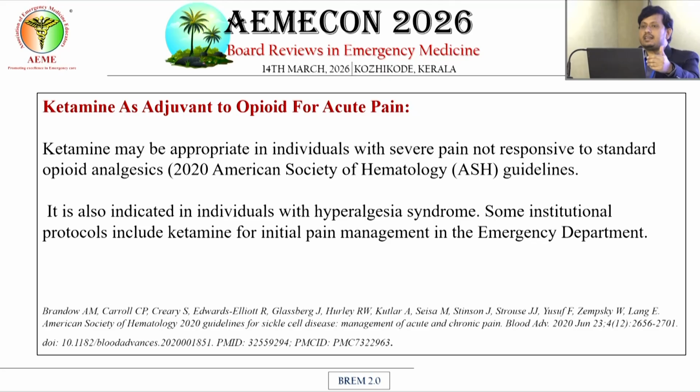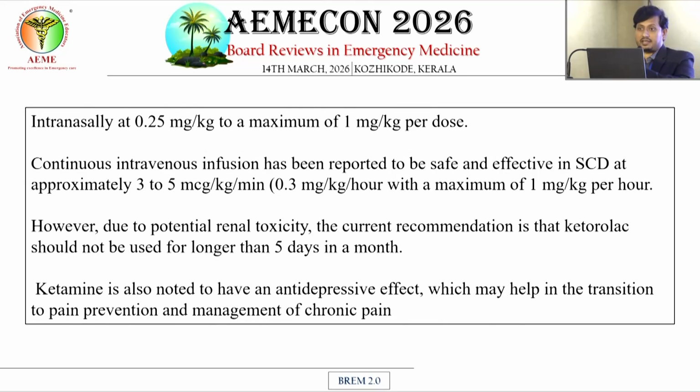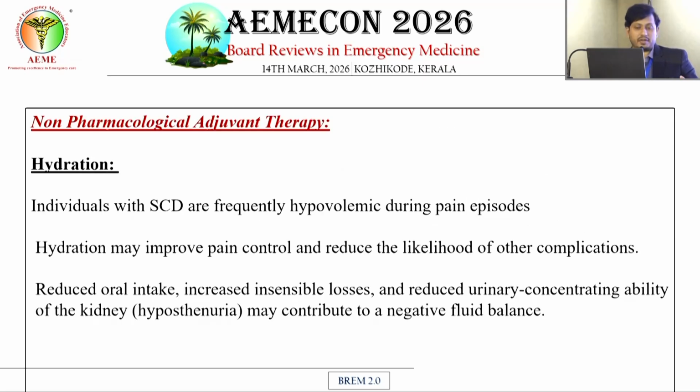And ketamine. Nowadays the American Society is supporting the use of ketamine as an alternative to opioids, because opioids have respiratory depression, bradycardia and toxicity features. Ketamine maintains airway reflexes also. So you can use ketamine as adjuvant therapy if opiates are contraindicated in a few cases. Intranasally, we can use ketamine with a dose of 0.25 mg per kg, maximum up to 1 mg per kg. Ketamine is also noted to have an antidepressive effect, which may help in pain transition and the management of chronic pain.